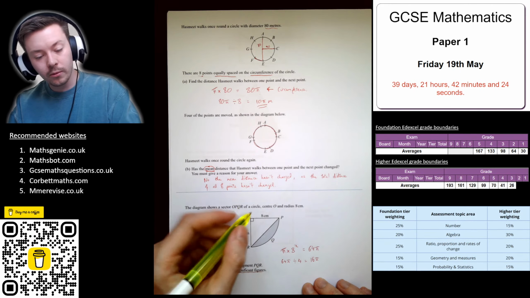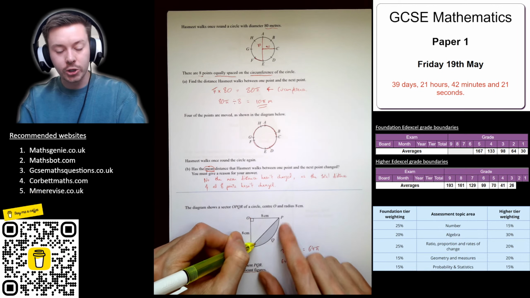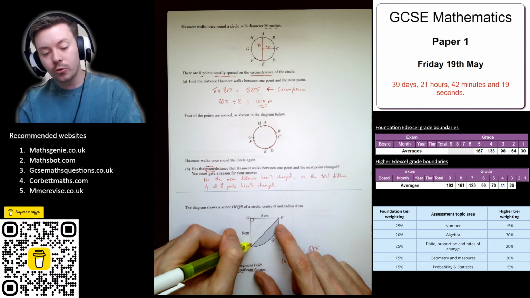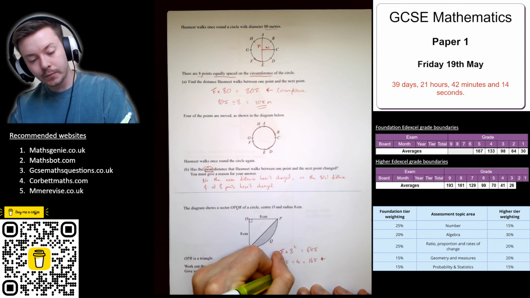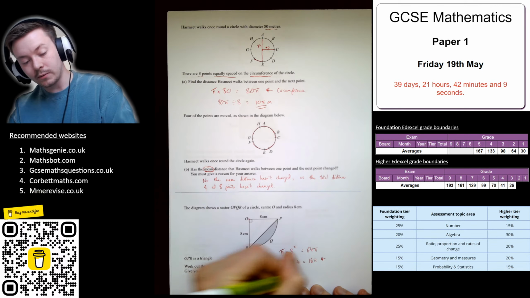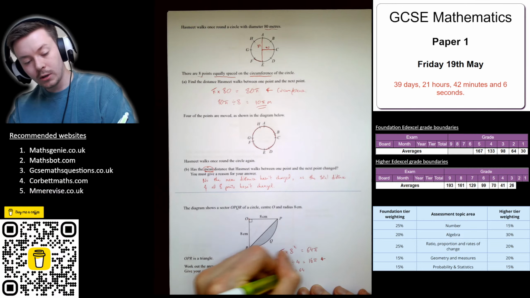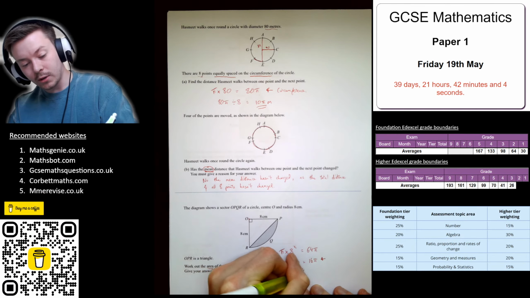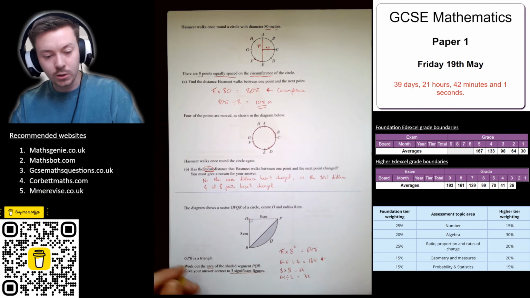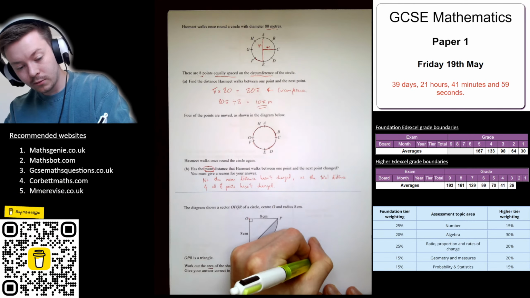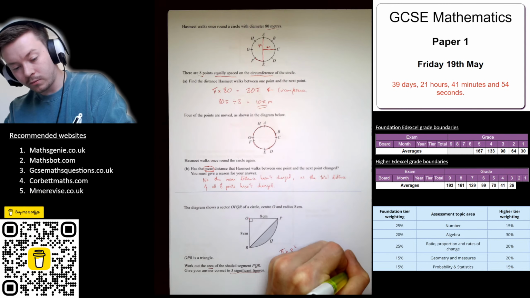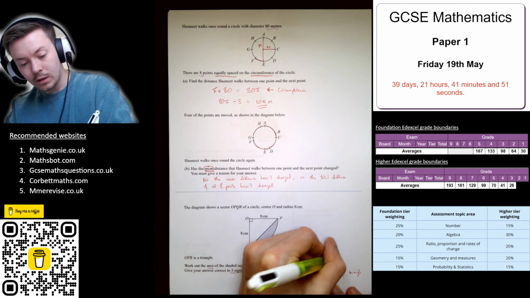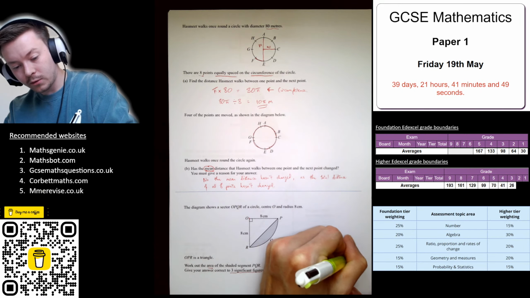Now, we need to take away, because we just want this shaded area, the area of this triangle. Now the area of the triangle is going to be 8 times 8 and half it. 8 times 8 is 64. 64 divided by 2 is 32. So that's 32 centimetres squared. So that is the area of the triangle. Area of sector.